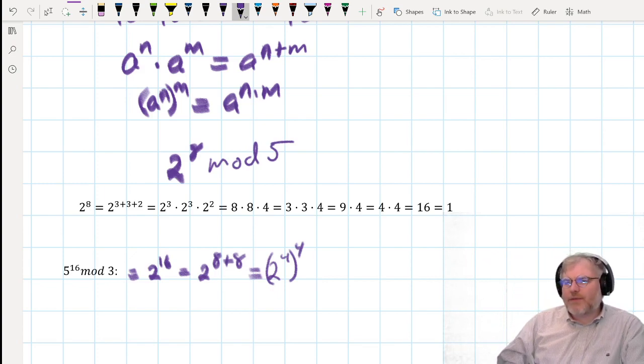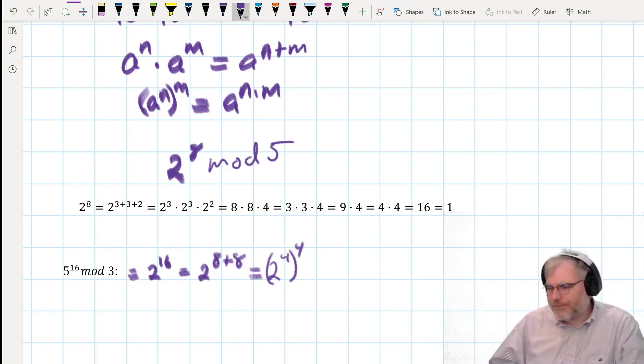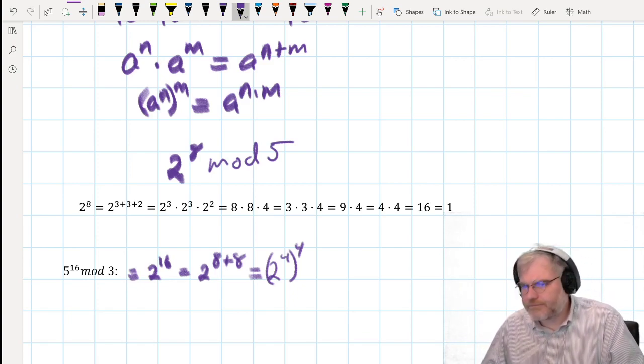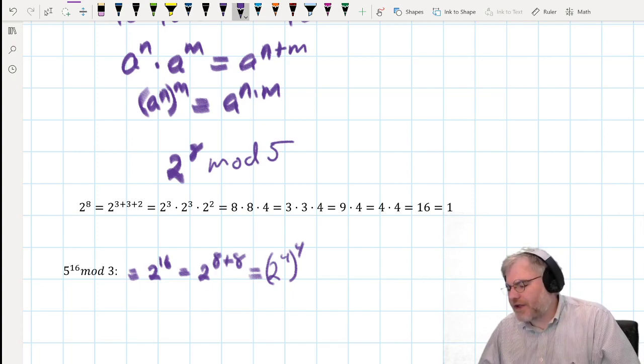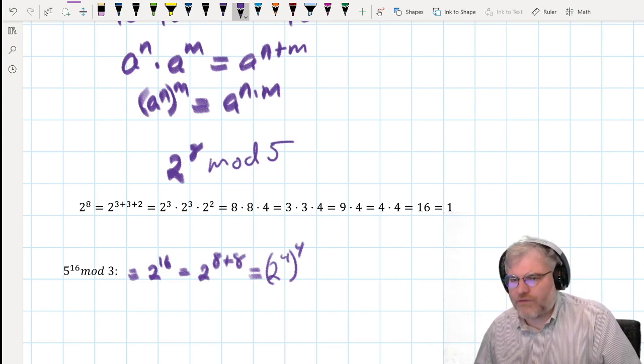Okay, so now I'm going to compute 2 to the 4th, and then I'm going to take that computation to the 4th power. Okay? There's a question, why is it base 2? Because 5 mod 3 is 2. So it's actually 5 is equal to 2 mod 3. So now I'm going to take 2 to the 4th to the 4.